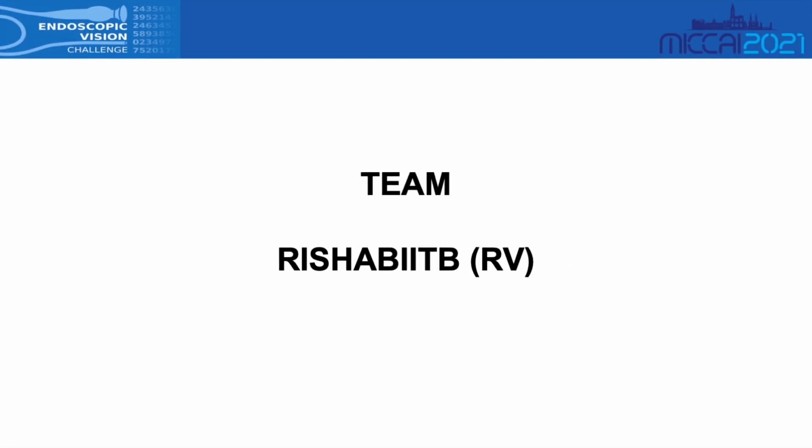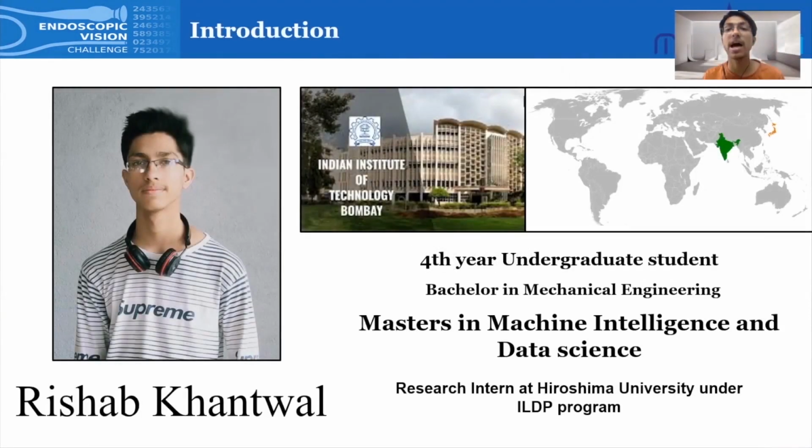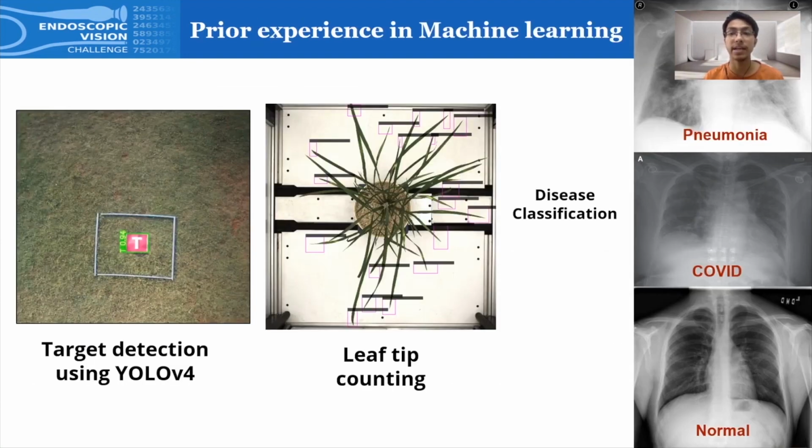Hi all. I am Rishabh Kantwal from India. I work on creating machine learning solutions. My passion is to help research groups and companies automate their work. I am 19 years old. I am currently pursuing a dual degree program at Indian Institute of Technology, Bombay. I am currently in 4th year doing bachelor's in mechanical engineering and master's in machine intelligence and data science. I have taken part in this competition as a part of my research internship at Hiroshima University under the International Linkage Degree Program. I found my interest in machine learning in my first year of study.